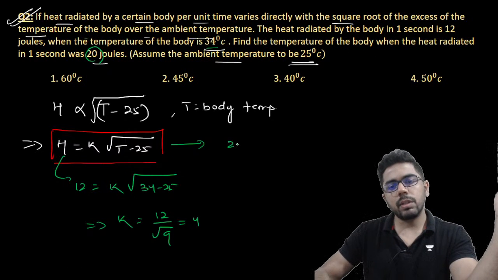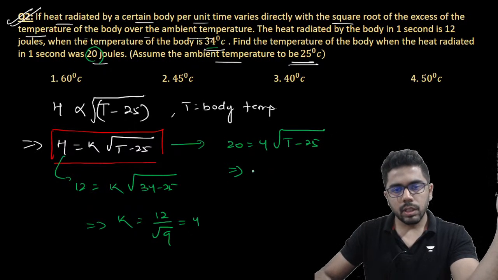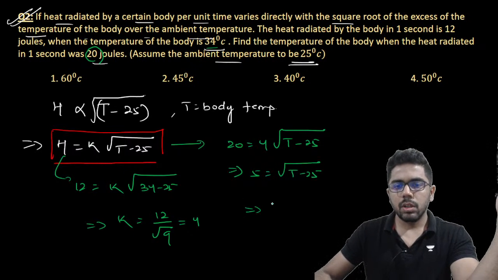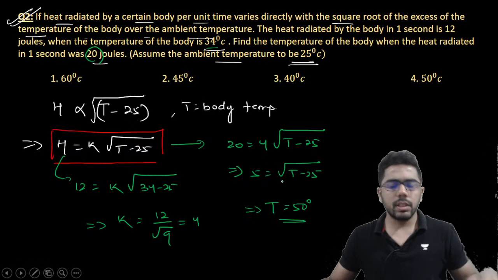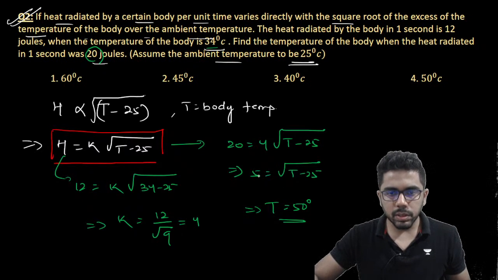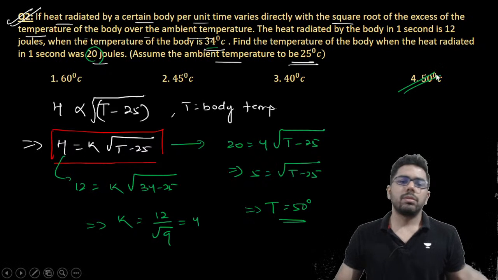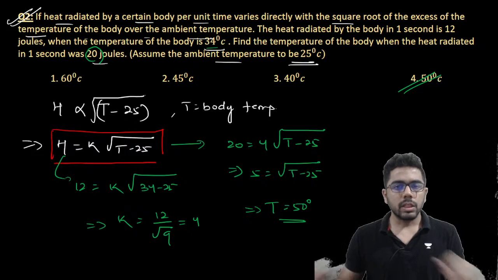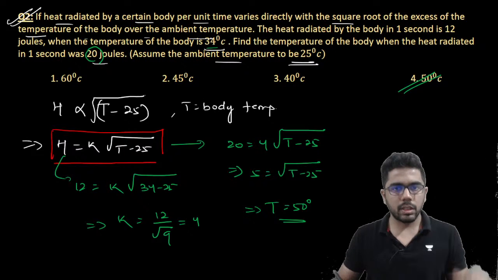तो अगर H 20 है and K आ गया 4, तो बॉडी टेम्परेचर कितना होगा? तो ये आ जाता है 5 is equal to square root of T minus 25. So T I get it as 50 degrees. Squaring both sides. तो ये स्क्वायर हो गया, 5 becomes 25 और ये 25 ऐड हो जाएगा, तो I get T as 50 degrees. Very simple. Just first part of the sentence is important. You'll have to read it very systematically.